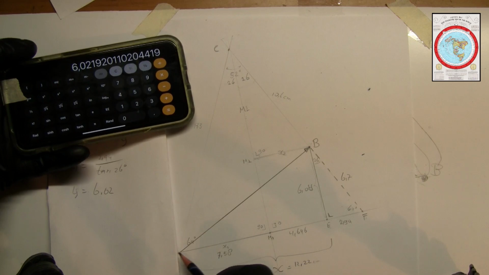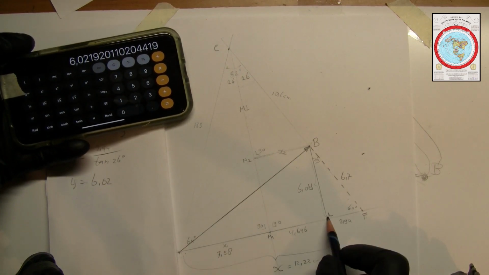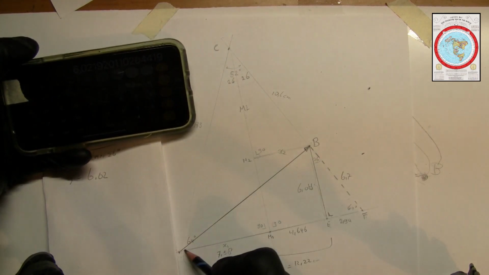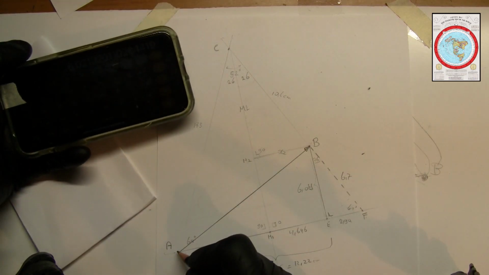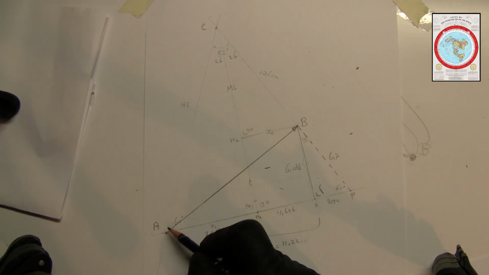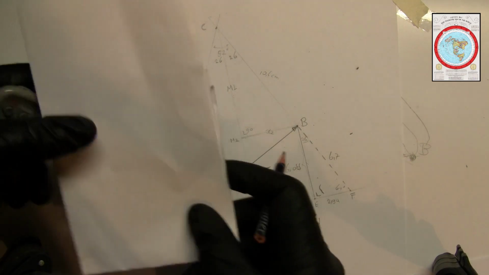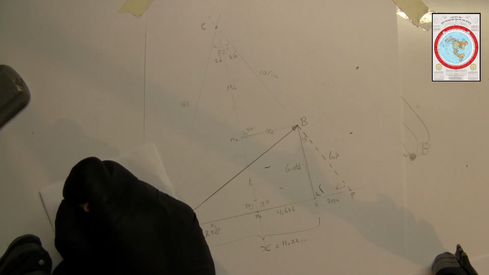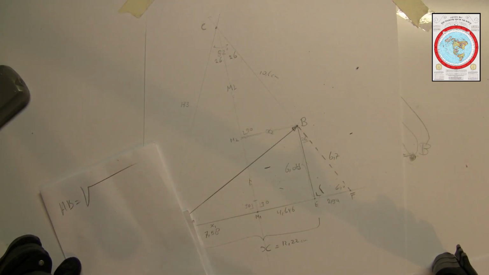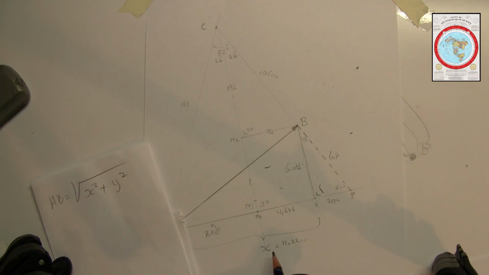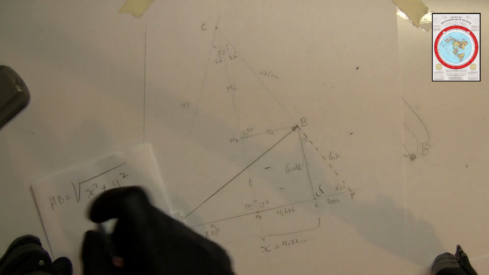6.02. Now we have this leg and we also have the y. Now we have the x, we have the y. Now we can calculate the distance from A to B. To calculate the distance from A to B, you can use Pythagoras. With Pythagoras, AB, you can use this formula, x is 12.22, and y is 6.02, and the square root.